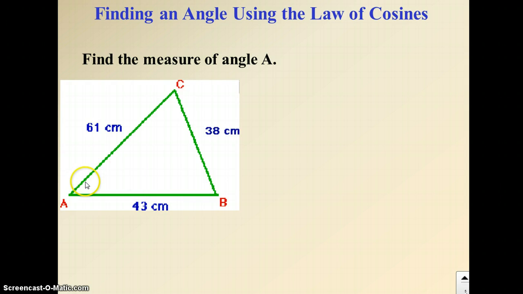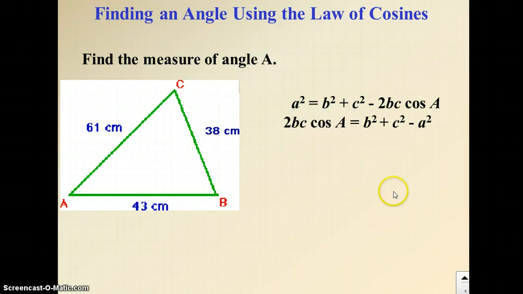If I'm looking for angle A, the only cosine law statement that has angle A in it looks like this. So I want to solve this equation for the cosine of angle A. I'm going to move the a squared to this side, and add the 2bc cosine A to the other side. So add 2bc cosine A over here and subtract a squared over there. Then I'm going to solve for cosine of A by dividing both sides by 2bc. So the cosine of A is going to equal b squared plus c squared minus a squared over 2bc. Now that I know this equation, I can find angle A, which is what it was asking me to do.